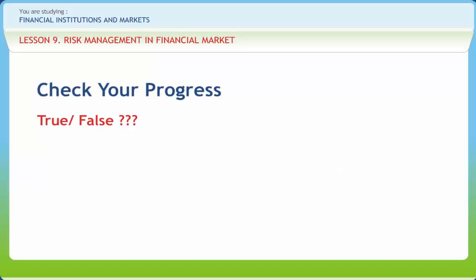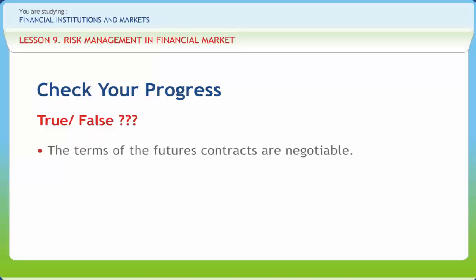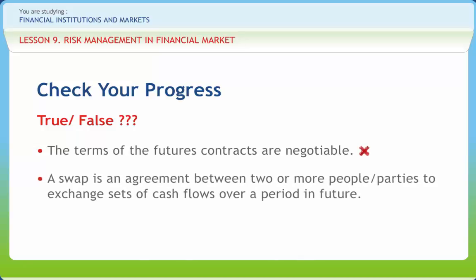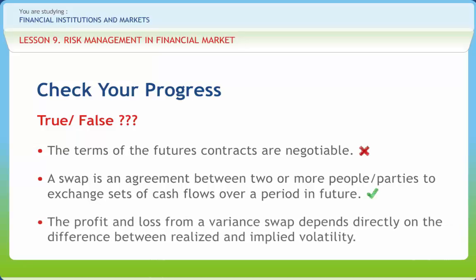Now let us check if we have understood the various concepts discussed in this lesson clearly. The terms of the futures contracts are negotiable. Right or wrong? Wrong. A swap is an agreement between two or more people or parties to exchange sets of cash flows over a period in future. Right or wrong? Right. The profit and loss from a variance swap depends directly on the difference between realized and implied volatility.